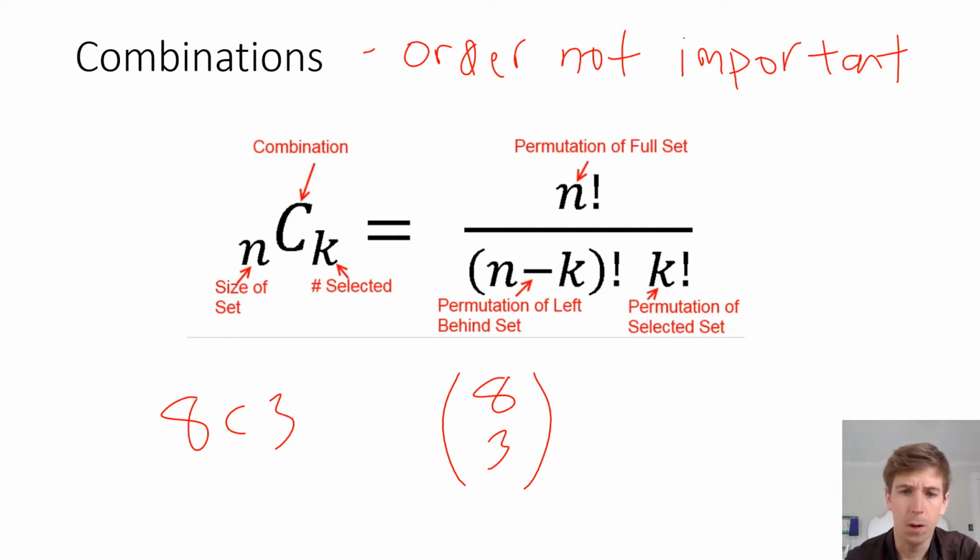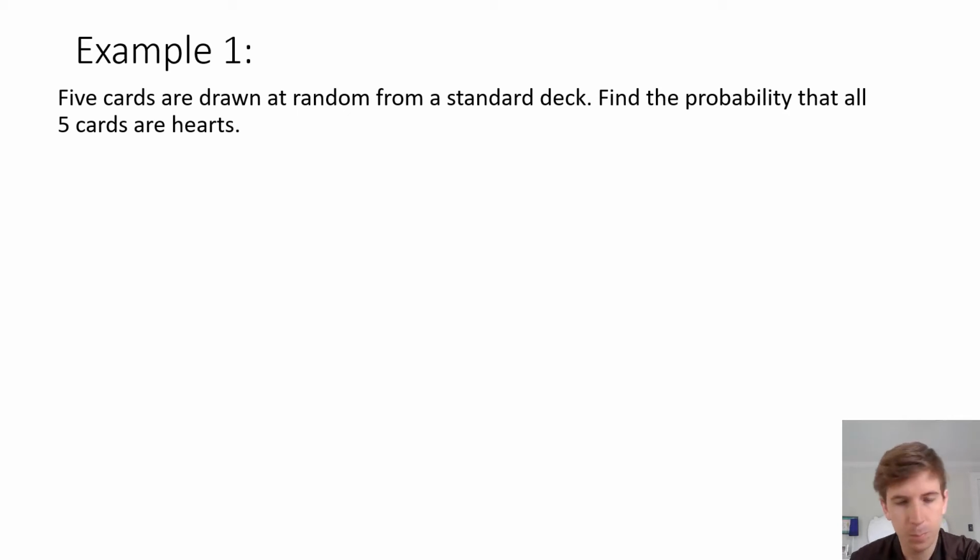The other main important thing that we need to know for this section is the standard formula for theoretical probability. We're going to be using these combinations, and we're going to be using those desired outcomes over total outcomes again and again. So let's jump into some examples.